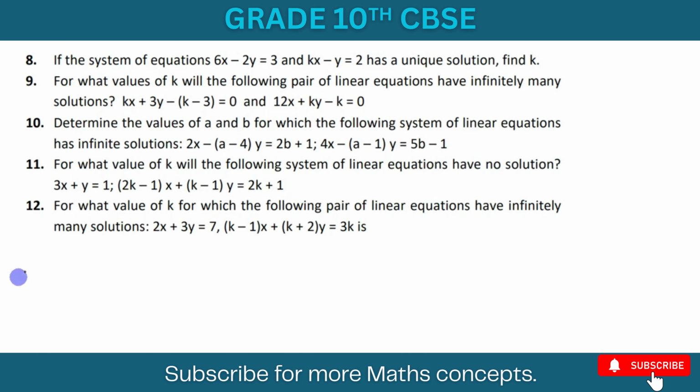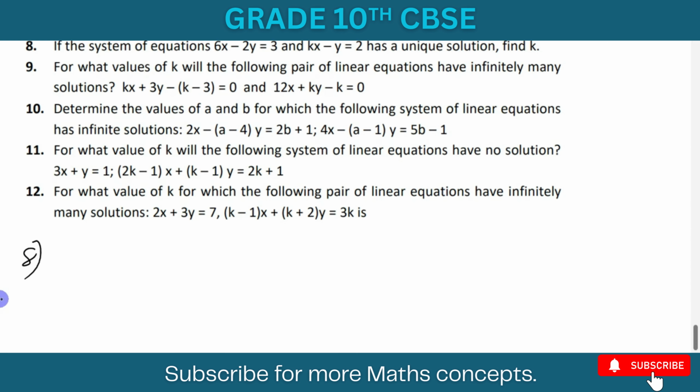Now continue, question number 8. What we have: if the system of equations has a unique solution, find the value of k. So same story, whenever you come across this kind of question, first you write the equation in standard form. So what I will do, 6x minus 2y, 3 will transfer to that side. So this will actually become negative 3, right? And the second equation, kx minus y, 2 will go that side, will become negative 2 equal to 0.